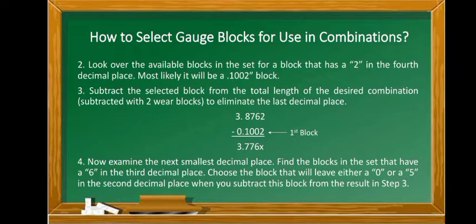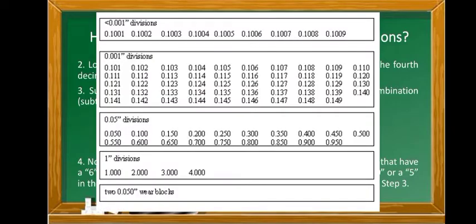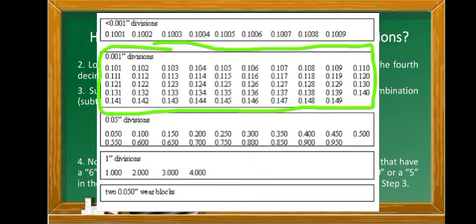Here is our set of blocks. We are going to find the blocks that have a 6 in the third decimal place. As we can see, there's a row of blocks in which each block ends with 6 in the third decimal place. There are 5 blocks. But we have to choose the block that will leave either a 0 or a 5 in the second decimal place, which is 7, when you subtract this block from the result. So we are going to choose the block 0.126.